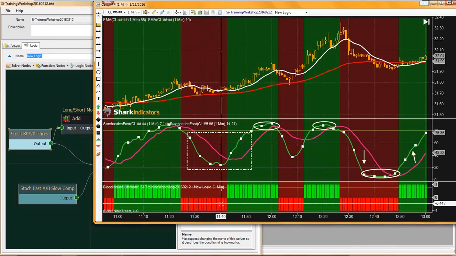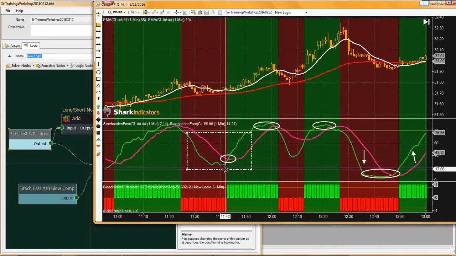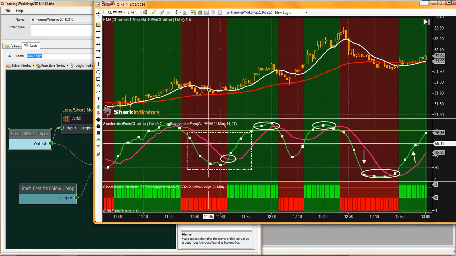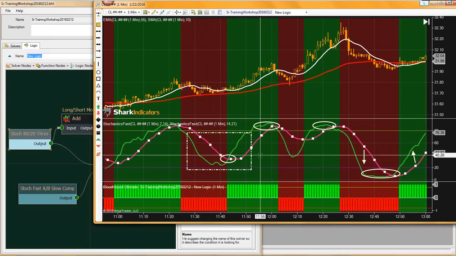We can see the output here is going from short to long when we get this crossover of the stochastics, which is the green line above or below the red line. So this is condition B. Now we can see that it's switching here correctly.